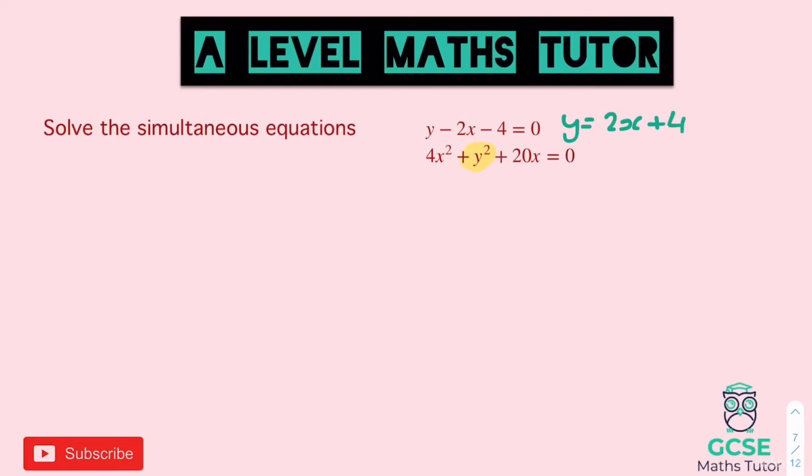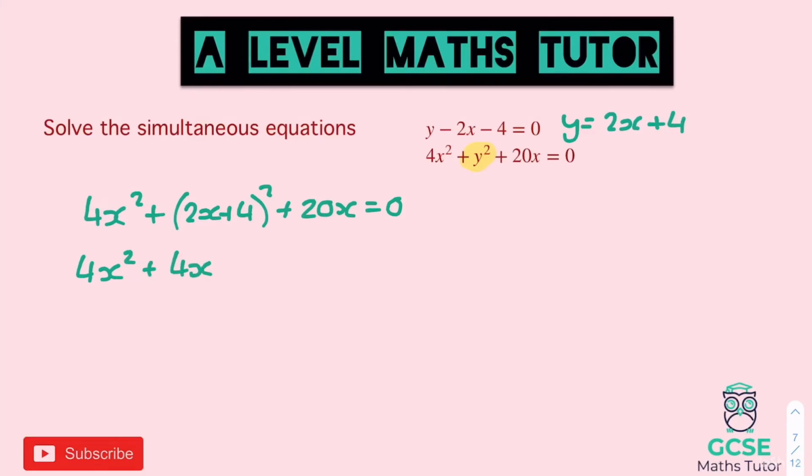So if we sub this in, to start with, we have 4x squared. And we're going to add to that y squared. Now y is 2x plus 4. So we have 2x plus 4 in brackets squared. Then we're going to add that 20x and it all equals 0. So if we go about expanding this bracket, we have 4x squared at the start. Expanding that bracket there gives us 2x times 2x, which is 4x squared. 2x times 4 is 8x, and we've got two of those, so we have plus 16x.